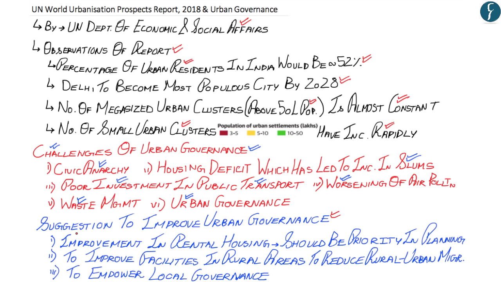Now, the first suggestion given in the article is that there should be improvement in rental housing and it should be made a priority in urban planning. The second suggestion is to improve facilities in rural areas so as to reduce the rural to urban migration. And the third and the final suggestion is to empower local governance in the form of urban local bodies.